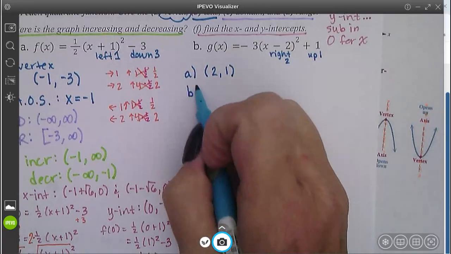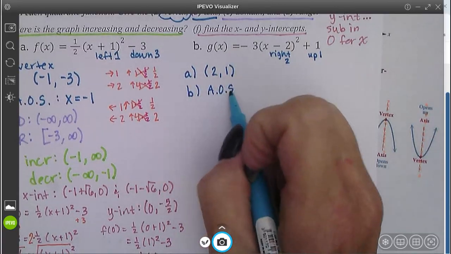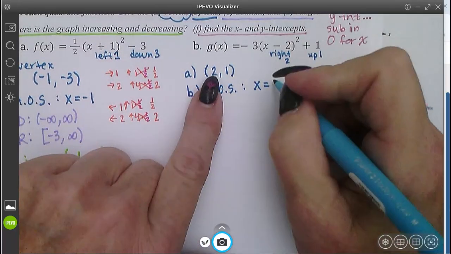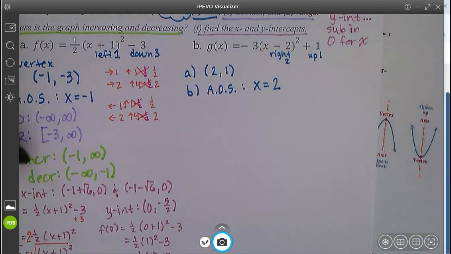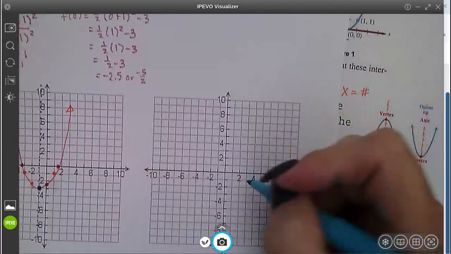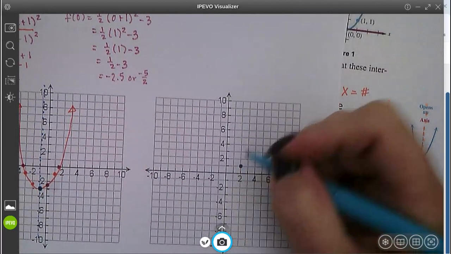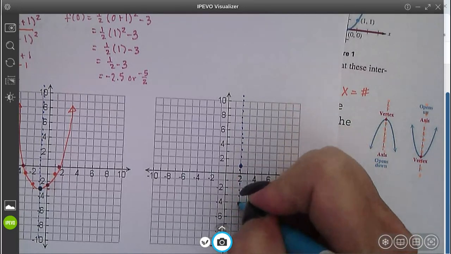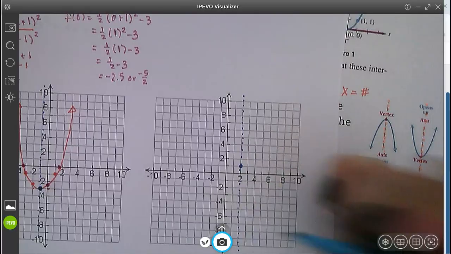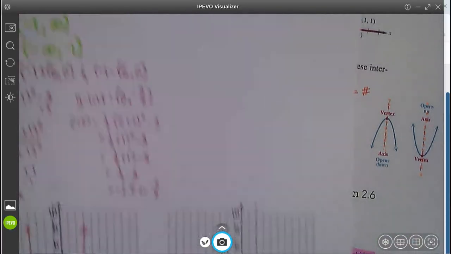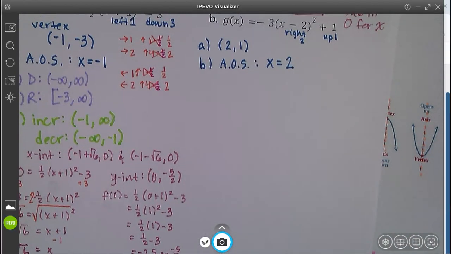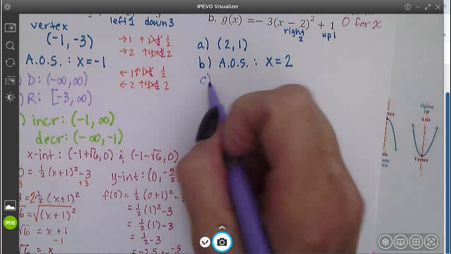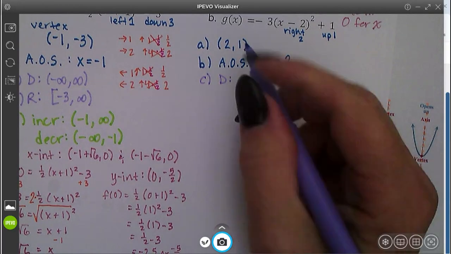That also tells me the axis of symmetry, which is at x equals the x coordinate of the vertex, so x equals 2. Go ahead and put those two things on my graph. Vertex at 2, 1. Axis of symmetry going through there, which means I can fold my graph in half across that axis. Okay. Next part, I'll come back to range, but I already know domain is negative infinity to infinity.